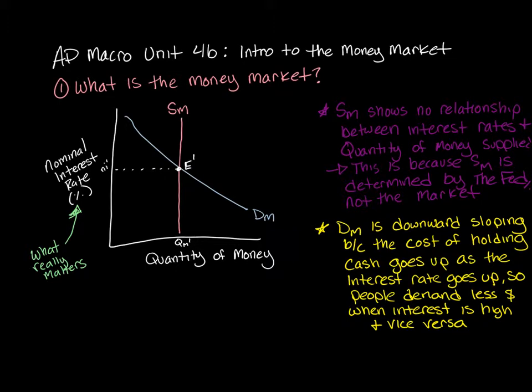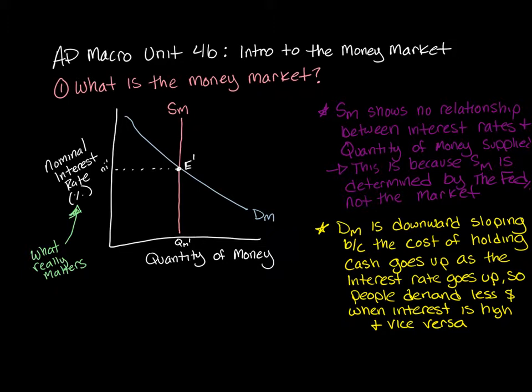So taking a look here, it looks like a pretty standard graph with one exception, that being that the supply of money is a vertical line. And so we'll need to spend a minute to talk about why it is that the supply of money is a vertical line and what that says about the relationship between nominal interest rates and the quantity of money supplied. So let's do it in reverse order. For starters, since the supply of money is a vertical line, it basically tells us that there is no relationship between the nominal interest rate in the economy and the quantity of money that's being supplied in the economy.